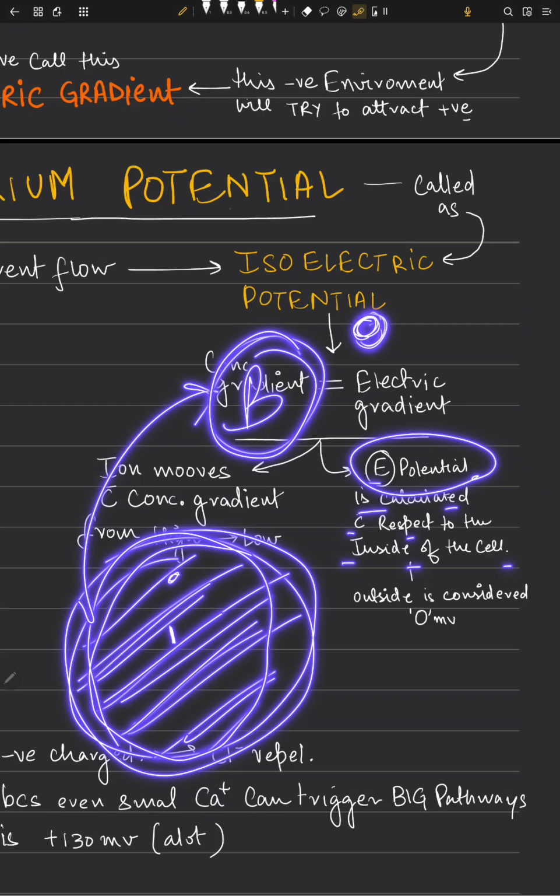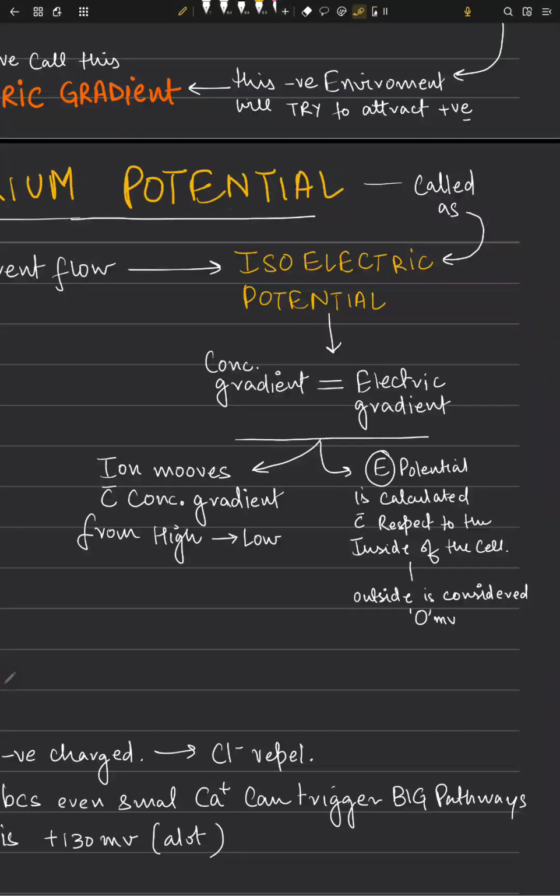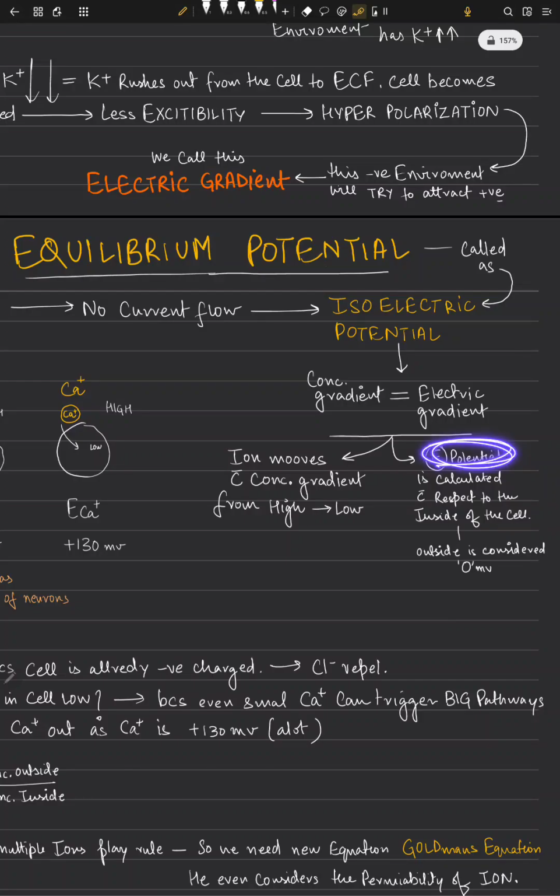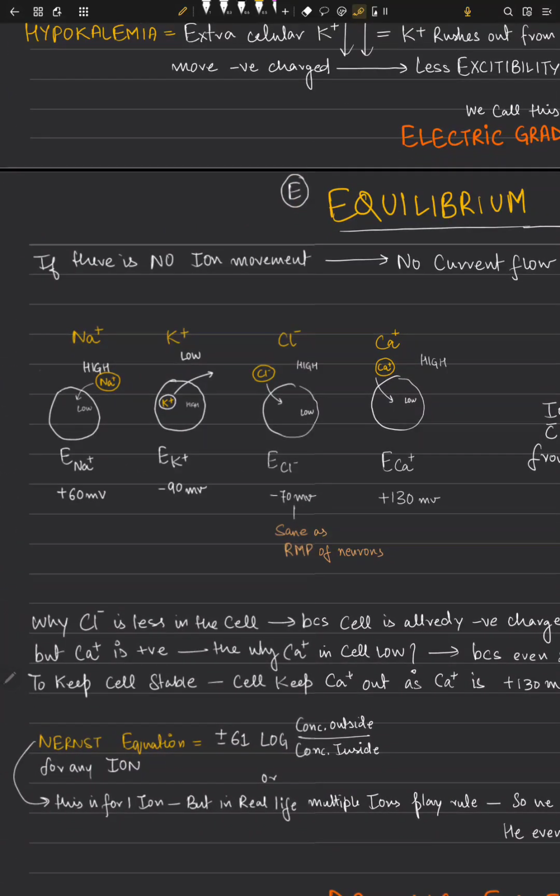To bring anything from outside to inside, we calculate how much work is done. So we take outside as 0 and inside as whatever the value is. So outside is considered 0 millivolt. That's how we calculate this equilibrium potential.